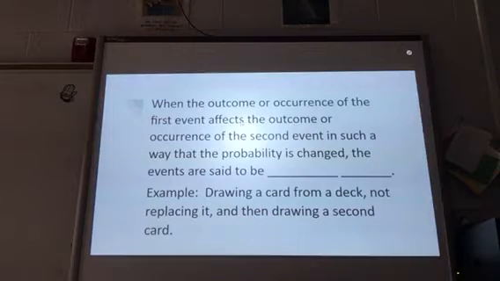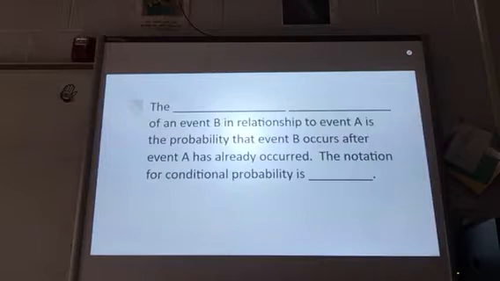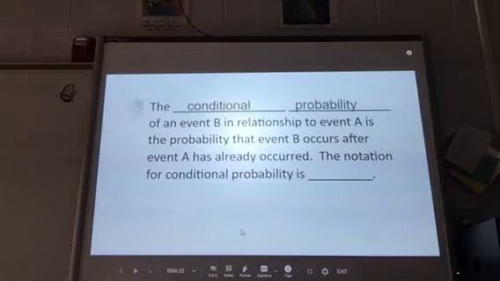Alright, when the outcome or occurrence of the first event affects the outcome or occurrence of the second in such a way that the probability is changed, they're said to be dependent events. An example would be drawing a card, not putting it back, and then drawing a second card because the number of cards has changed.